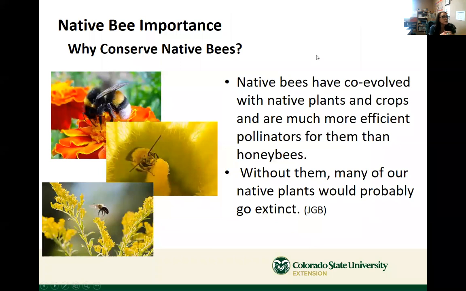So why should we conserve native bees? Why are they important? Well, native bees have co-evolved with native plants and native crops, and they're much more efficient pollinators for those native plants than an introduced bee like a honeybee is. Without native bees, many of our native plants would probably go extinct. And like I said, these plants are a part of a food chain, they're a part of an ecosystem. So that would be very catastrophic if we start to lose our native plants because of losing our native bees.